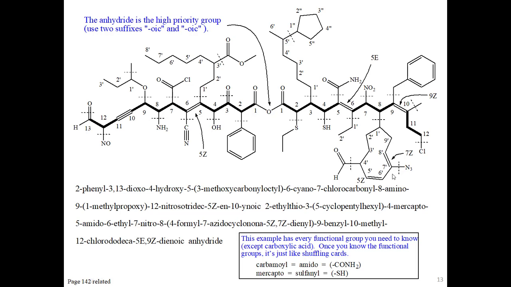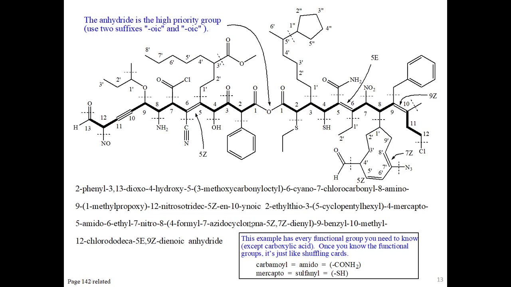What about the double bond here? This was an E double bond before, but now with the nitrogen over here, this becomes higher priority. So now this is going to be a 7Z, because the two higher groups are on the same side. And this is still the same, 5Z. Okay, we have the benzyl, 9-benzyl. We have the 10-methyl. Get down to 12, and we have a 12-chloro.